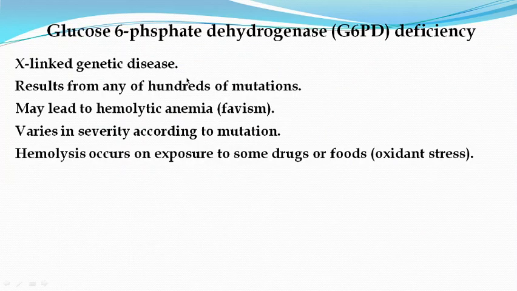Glucose 6-phosphate dehydrogenase deficiency is an X-linked genetic disease. It results from any of hundreds of mutations, so the mutations of the enzyme are of many different types. Such mutations will lead to hemolytic anemia, or favism, in most cases of glucose 6-phosphate dehydrogenase deficiency. There is varying severity of the deficiency in different patients. Some patients may have the disease very severe, and some may have it very mild.